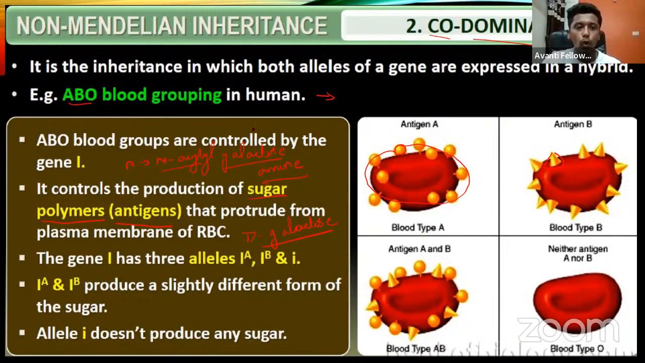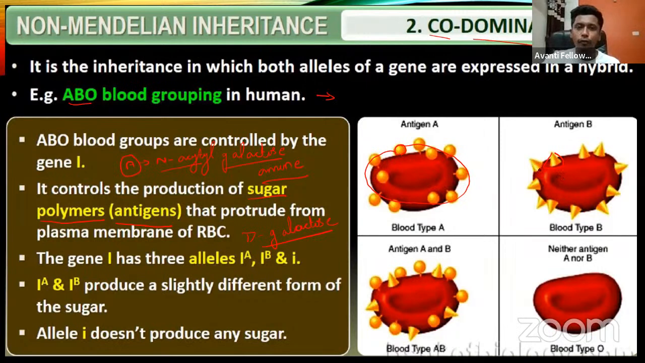So these are the two types of sugar polymers that are produced on the plasma membrane of the red blood cells. Now we'll talk about the antigen properties. If I say I am A blood group, that means I have the A antigen on my plasma membrane, so I possess N-acetyl galactosamine. If a person says he has B blood group, that means he has a certain sugar called D-galactose on the plasma membrane of his red blood cell.